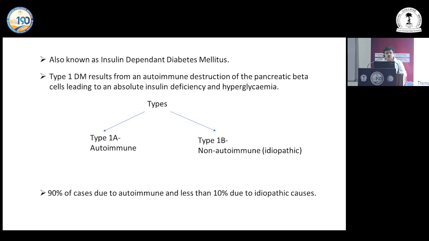Now when I say autoimmune destruction, mind that I am referring to type 1A, the autoimmune form, since there's another type, type 1B, which occurs in less than 10% of the population and for which no cause has been found yet, and the pathogenesis remains idiopathic.